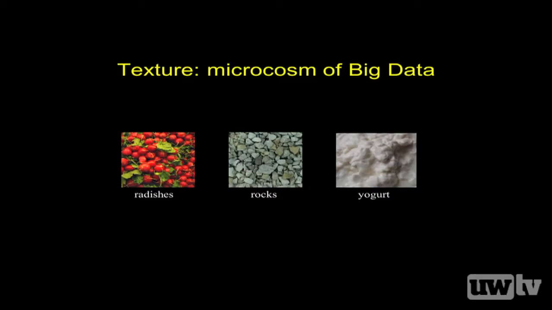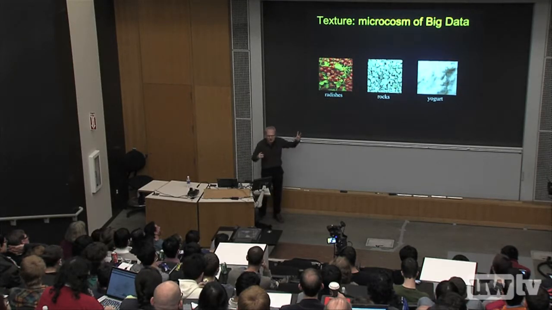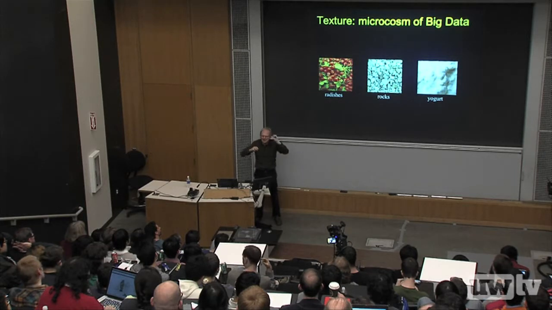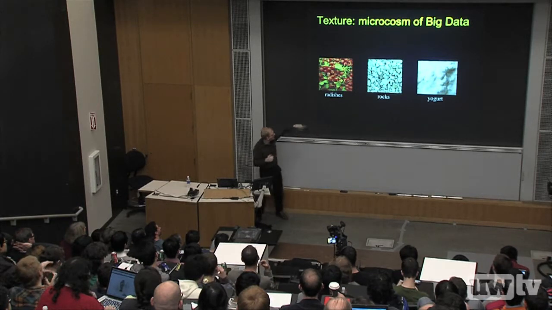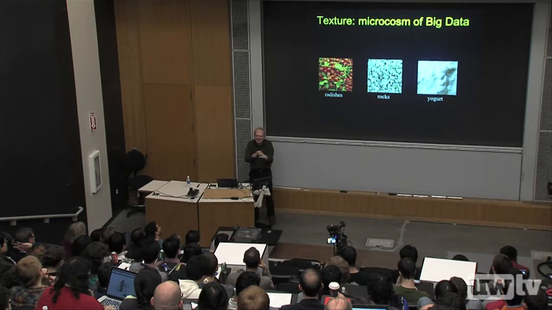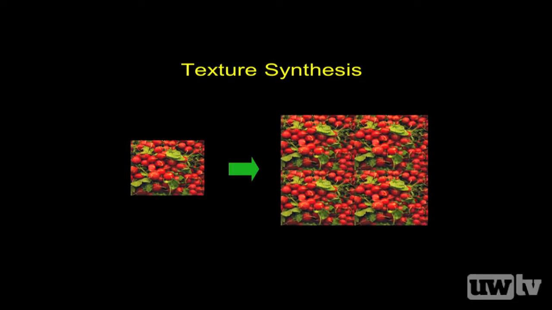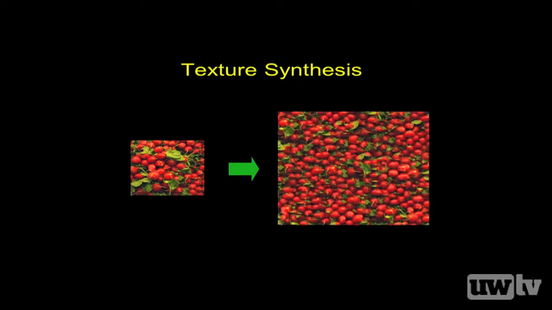And that's basically work I did on texture. Texture is when you have a bunch of the same thing in an image, like a bunch of radishes, a bunch of rocks, a bunch of yogurt, right? So even though it's a single image, there are actually a lot of examples of the same thing in that image. So in a way, it's big data in miniature, okay? And so what we wanted to do is to synthesize more of it. Given a piece of texture, we wanted to get more texture, but we don't want to get something like this, because that looks too repetitive. We want something like this, okay?